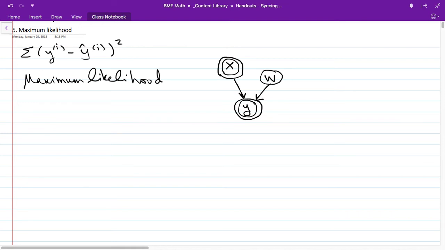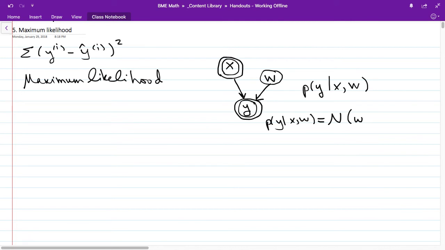And the single circle means I don't know what this is. I'm going to have to estimate it. The double circle means that I'm measuring that. The arrows refer to conditionals of the probability function. So what this implies is that there's some probability of y given x and w. So what is this probability? Well, in our models that we've been describing, probability of y given x and w is, well, probably a normal distribution with the mean w transpose x and some variance sigma squared.